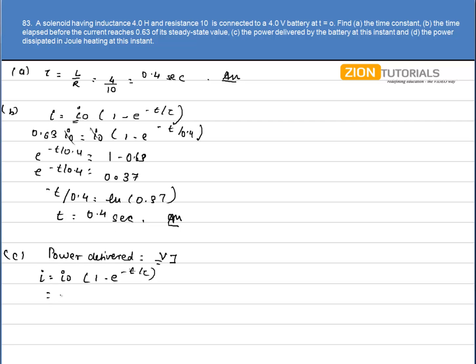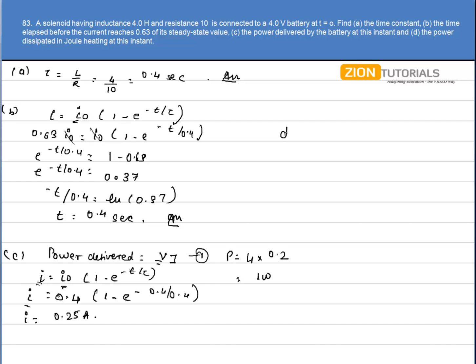Fine. Now we know the time because we calculated it in the previous part. So I naught is the peak current, that is V by R, which is 0.4. Obviously we have to calculate the instantaneous current, so that will be 1 minus e to the power minus 0.4 by tau, that is again 0.4. So on solving this, I get the value of current I as 0.25 amperes. So substituting this current in this equation, I have power as V, that is 4, into current, that is 0.25, that gives power equal to 1 watt.